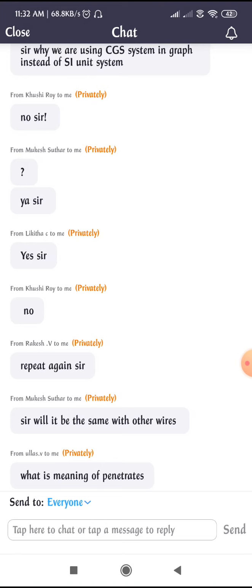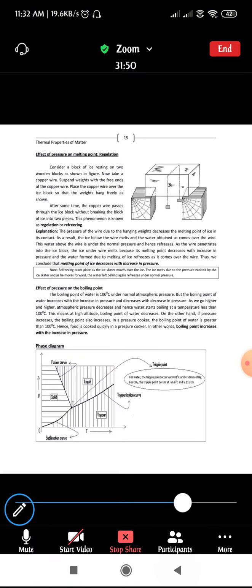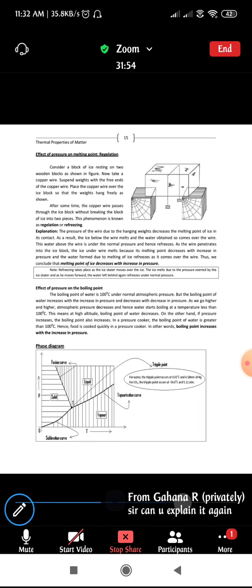Ullas, what is the meaning of penetrates? It passes through the ice block. Mukesh, sir, will it be the same with otherwise? Yeah, it will be the same thing. As of now we are only concerned with the effect of pressure on melting point. Just go through about that.